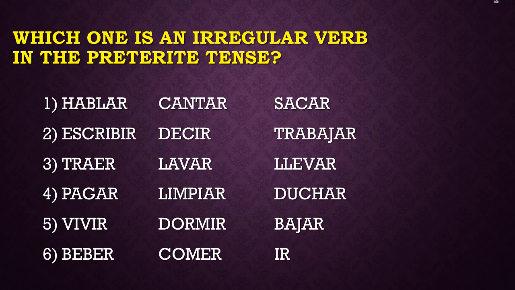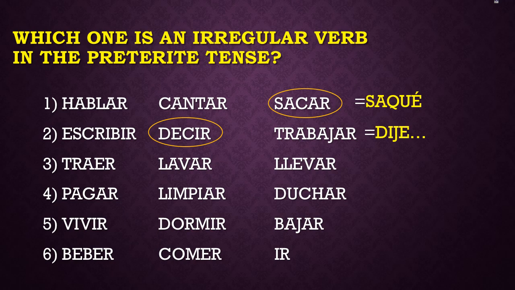All right, let's see which ones you picked. For number 1, you should have picked sacar. Why? Because it goes to saque in the yo form in the past tense. That was a little tricky. That's from video 1. Number 2, you should have decir. Why? Because we learned in this video that it goes to dije, dijiste, dijo.